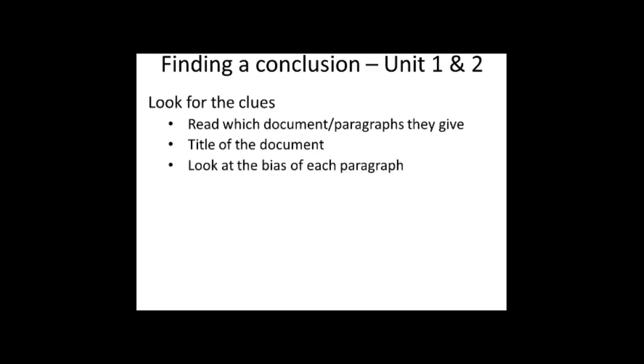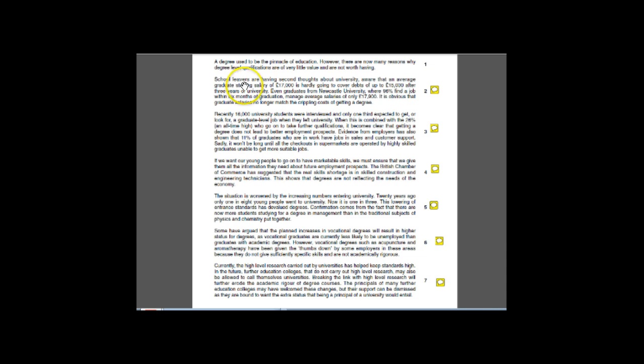Next, if you've got time, and it might help, especially if you're looking for intermediate conclusions as well, look at what each paragraph is about and what bias it has towards the subject. In this case, I've looked at each paragraph by itself and decided what it is actually saying. So in this second paragraph, it's talking about the high cost of degrees. The third paragraph is about the potential of not getting a job with a degree. That degrees don't reflect the economy.